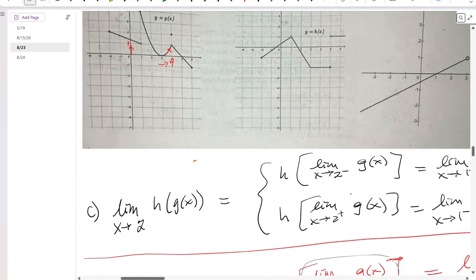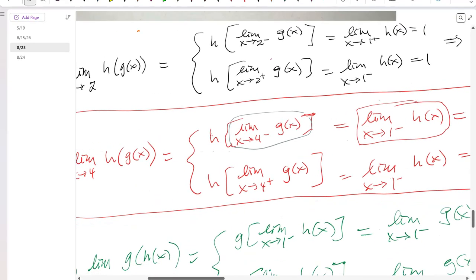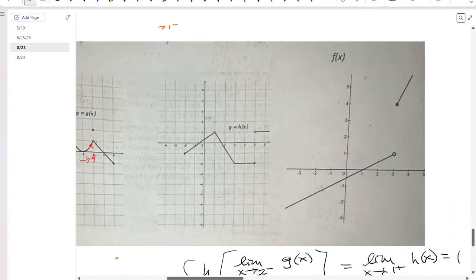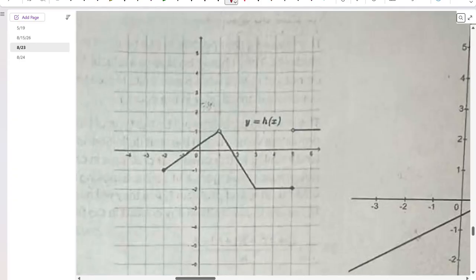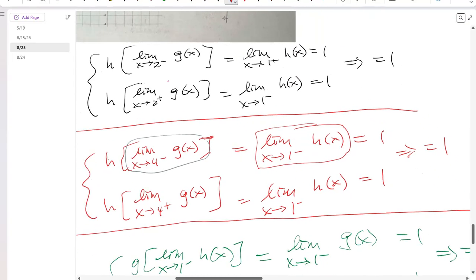So that's why I have here coming in from the left of 1, and then we look at h of x. Now we go over to 1 for h of x, and we come in from the left of 1. Here's 1. Come in from the left of 1, we get 1. That's why we get 1 here.